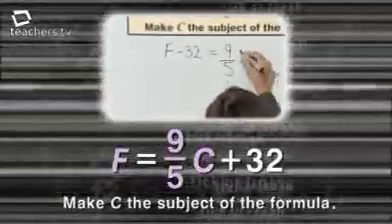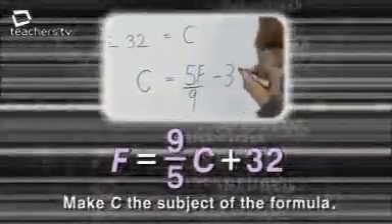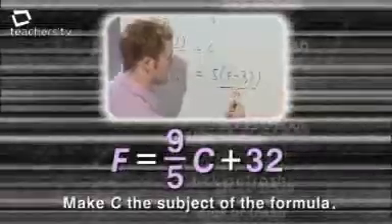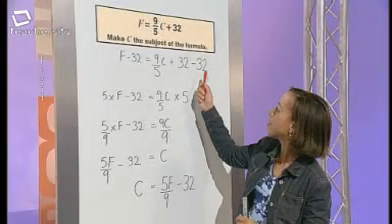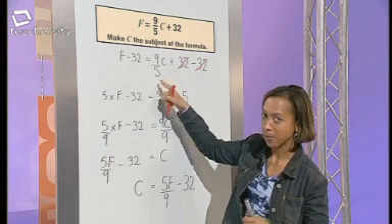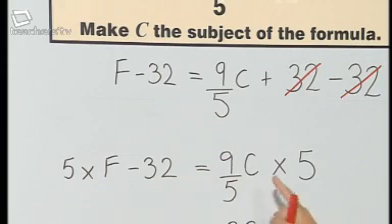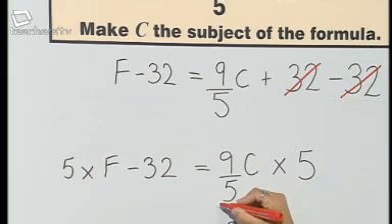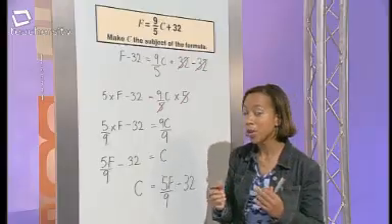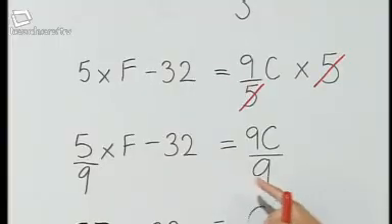F equals 9/5 C plus 32. Make C the subject of the formula. I started by subtracting 32 from each side of the formula. So I'm left with just 9/5 C on the right-hand side. To deal with the 5, I did the inverse of dividing by 5, which is multiplying by 5, remembering to do the same to both sides. These cancel.